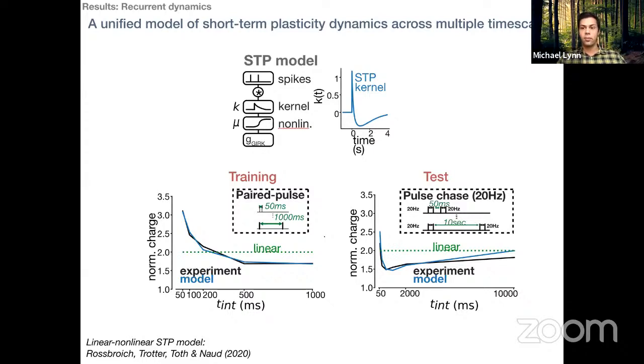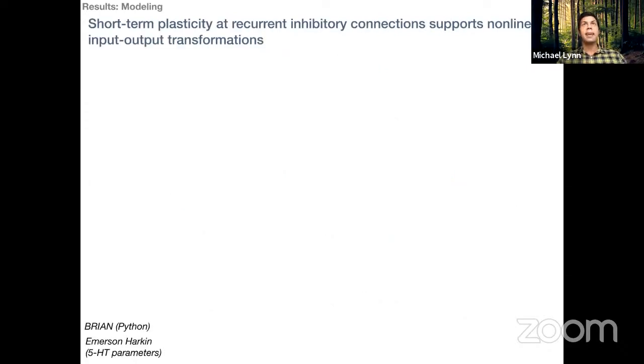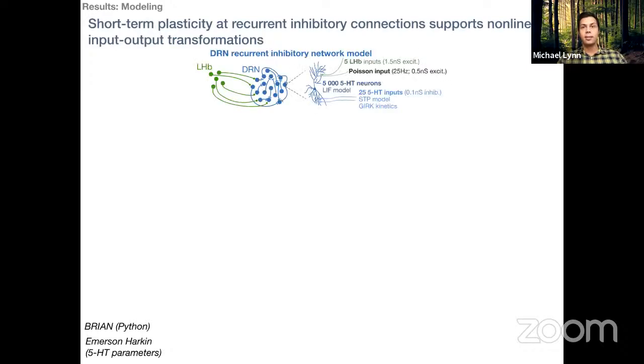So next we want to look at what I've described, these really odd plasticity dynamics. What does this actually do for network function? To do this, we made a toy model of Raphe just receiving habenula input. So these are 5,000 serotonin neurons. A subset of these receive habenula input. And most importantly, the recurrent inhibitory connections have the STP model I've just described in them. So the entire model is put into these. And we show that this short-term plasticity can support nonlinear input-output transformations, which is pretty interesting.